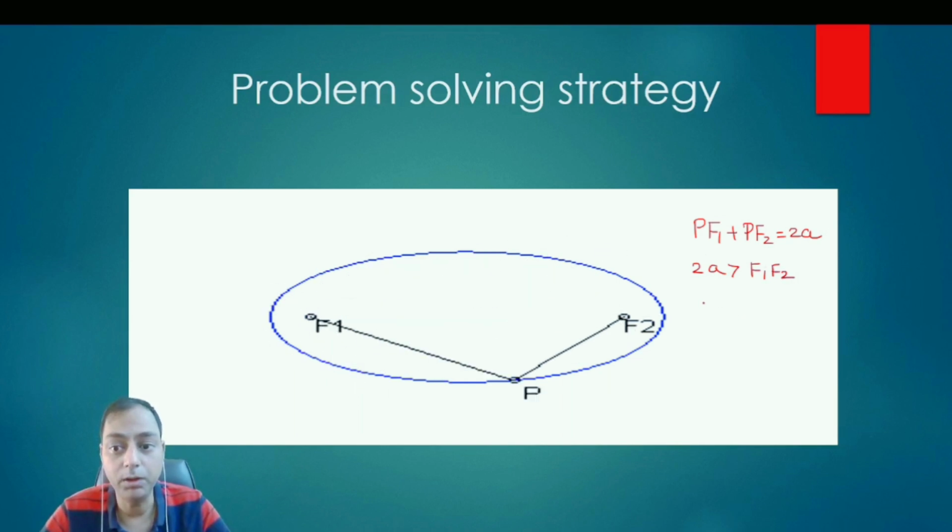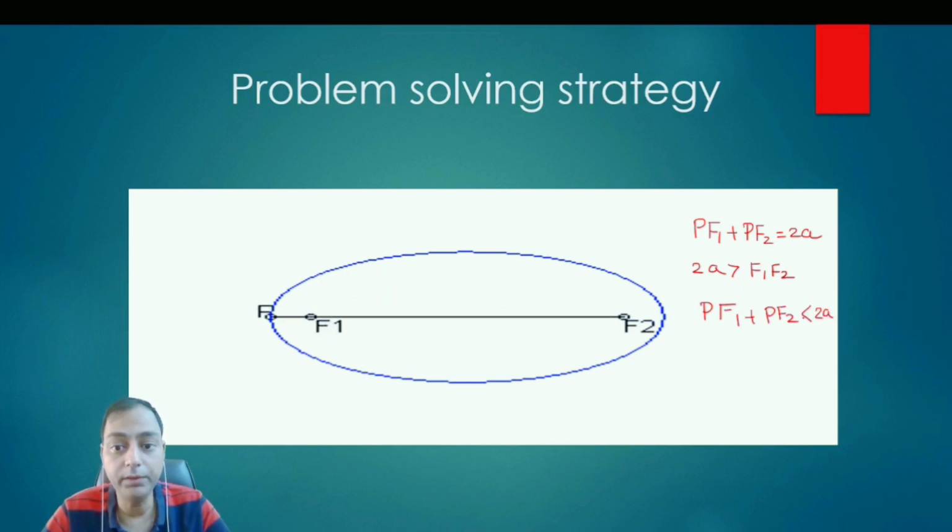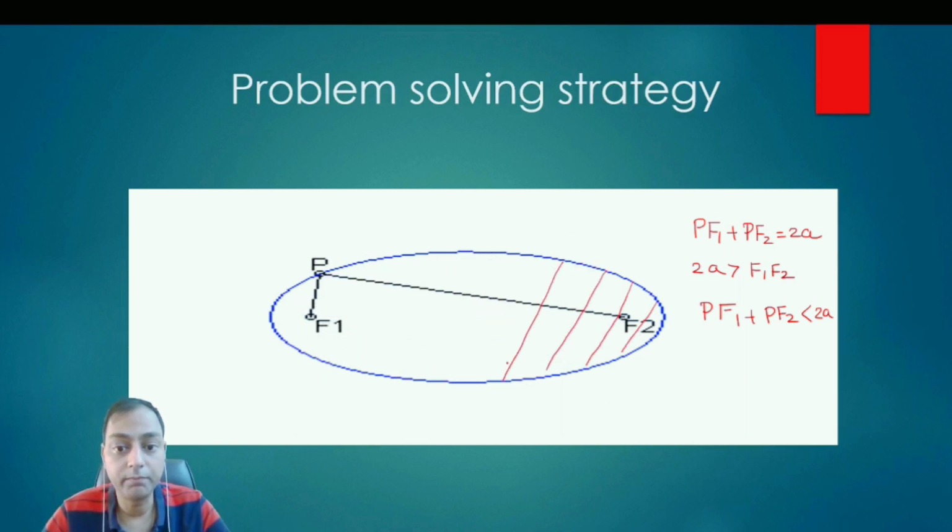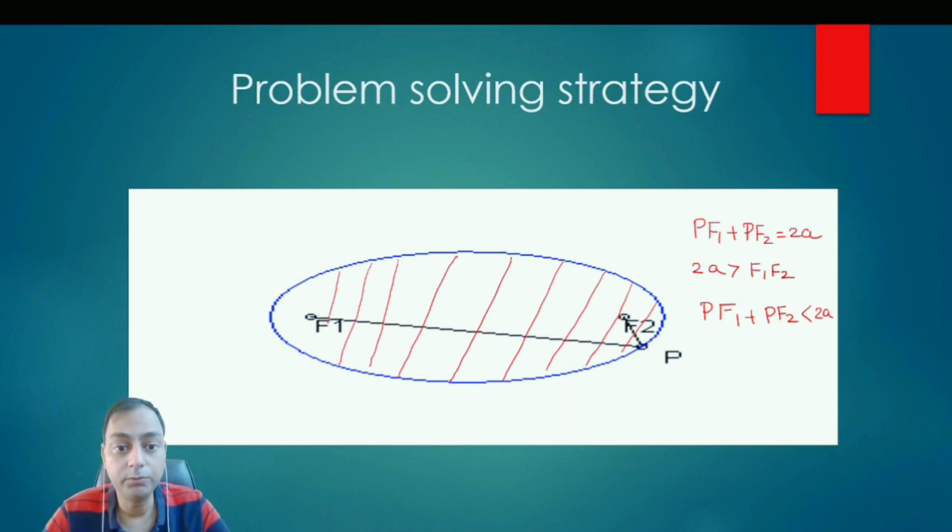But what about PF1 + PF2 less than 2a? If this is the situation, this means our required region is this. So this is the key step to solve this problem. Here F1 and F2 represent the foci of the ellipse. Now I am going to apply this concept here to solve this problem.